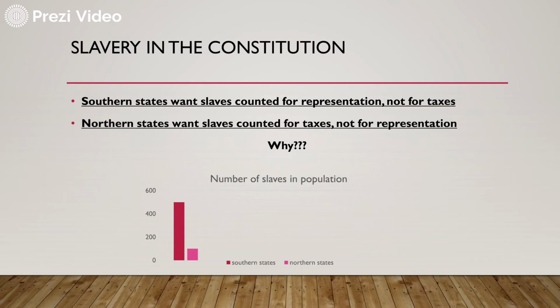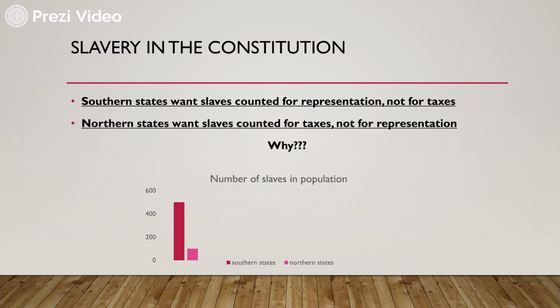So again, the economy in the South was the agricultural economy, which was how they made most of their money. The North wanted them to be taxed according to how many slaves an owner had. It would count as their property, but they did not want them to be represented as population when it came to the government. And the question is, why do you think that was?